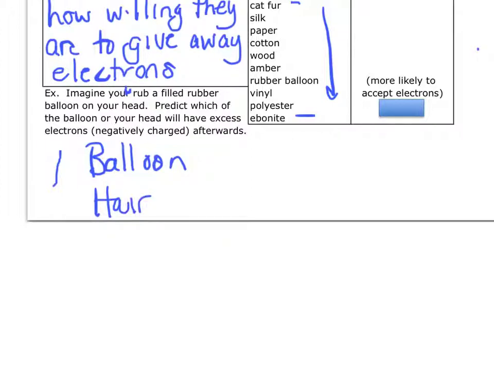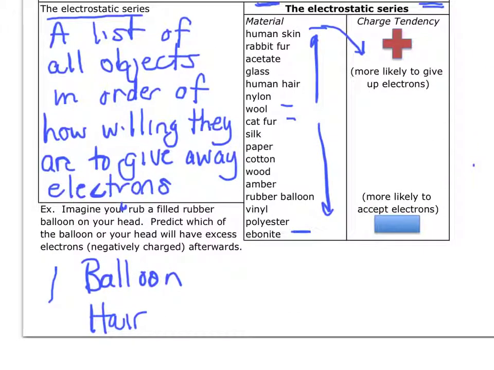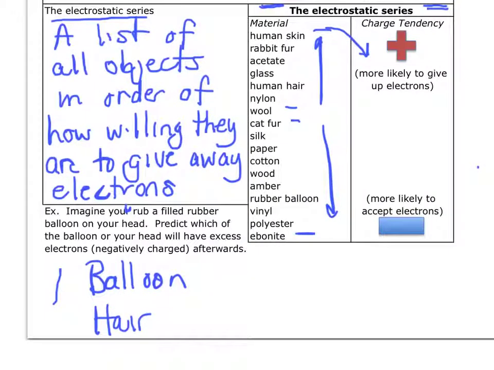And then if we go back to our electrostatic series, our series has them all on there. So human hair is fairly high, and it looks like human hair wants to give up electrons, and balloon down here, here's my balloon, balloon will want to take electrons. So that must mean the balloon is going to become negative, and the hair will become positive.